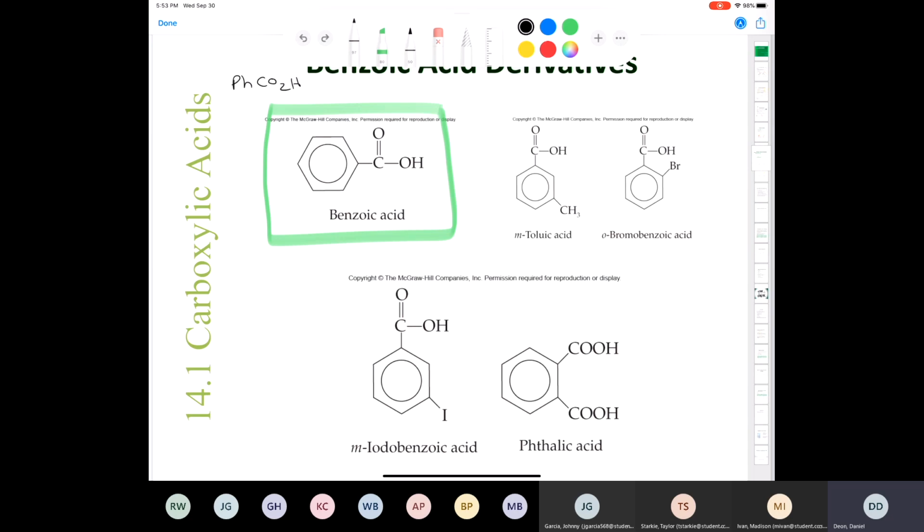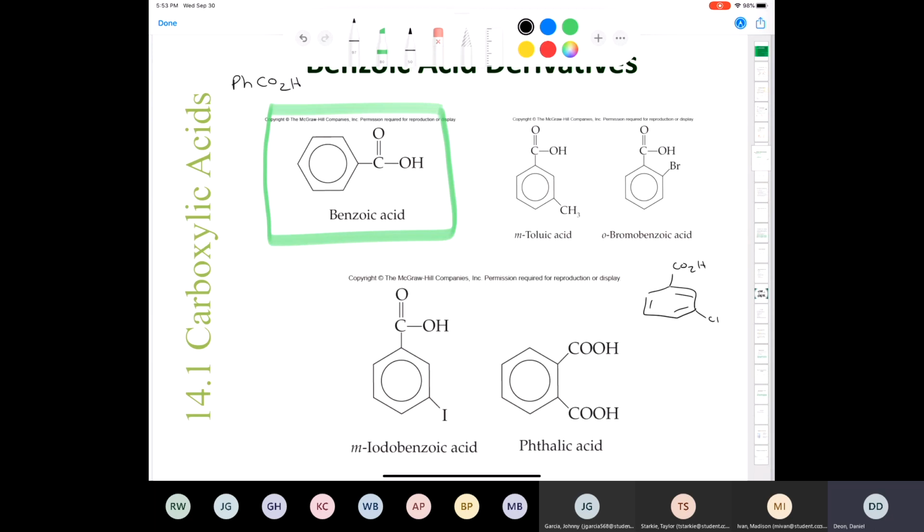If you have a carboxyl group on a toluene, so you see that we have a toluene here, we call that a toluic acid. And of course, since the carboxyl is meta to the methyl group, then it's metatoluic acid. So you can imagine what the structures of ortho and paratoluic acid are. Next one here, we have orthobromo benzoic acid. If you were to have, let's say you put a chloro group here, and you had your carboxyl.